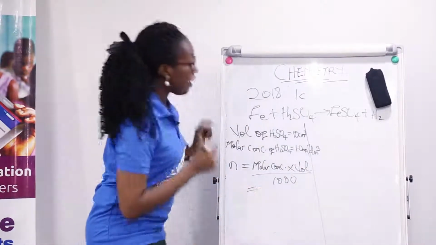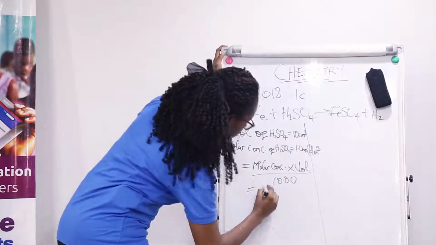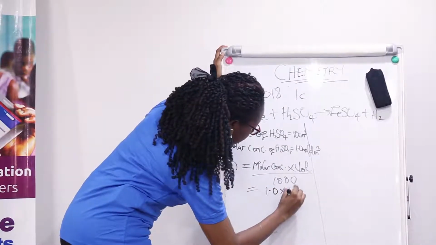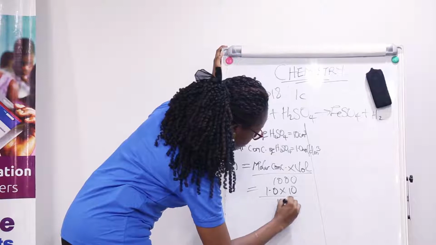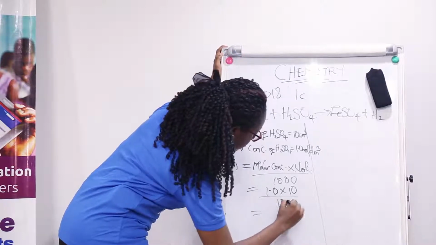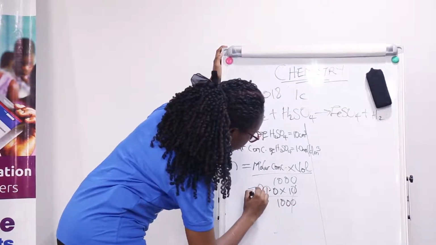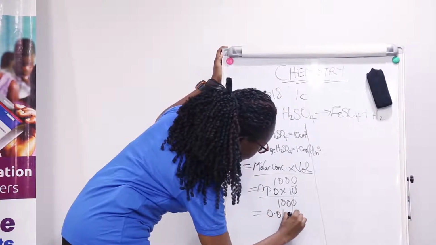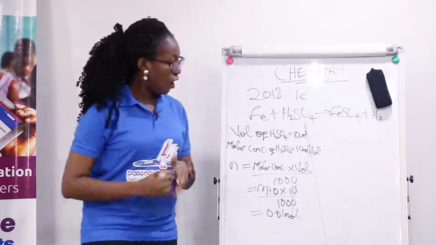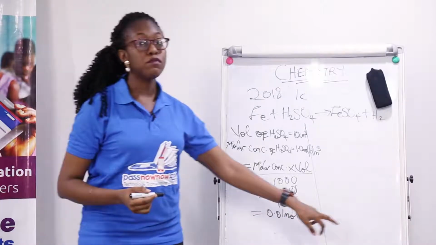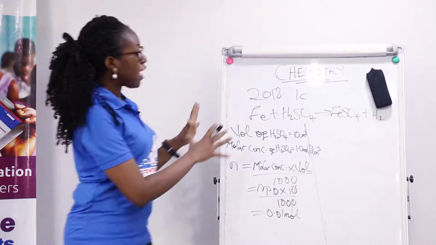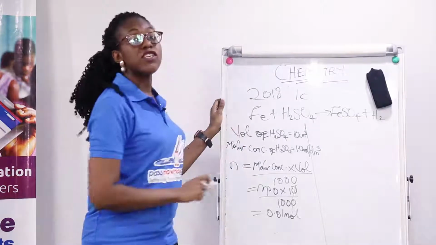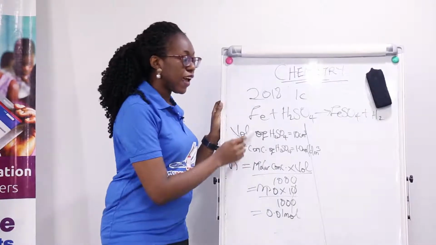Now, by inputting our values, we have 1.0 times 10 divided by 1000. This will give us 0.01 mole. Now, we know our number of moles of hydrogen tetraoxosulfate 6 that reacted.